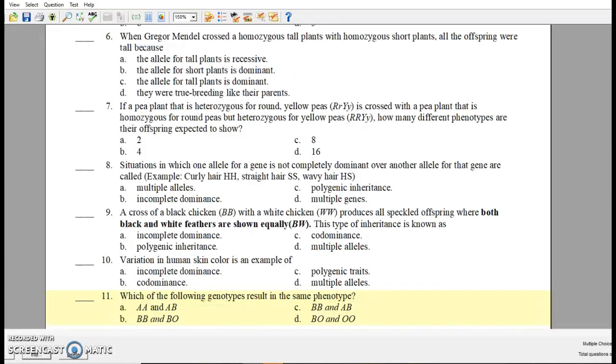Number 11, which of the following genotypes results in the same phenotype? Remember that BB is homozygous type B blood, and BO is heterozygous for type B blood. So the answer is B. Both of those genotypes would lead to the same phenotype. That's from the blood type notes, and you should have that in your folder.